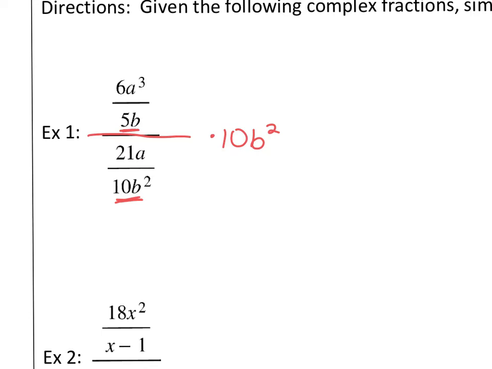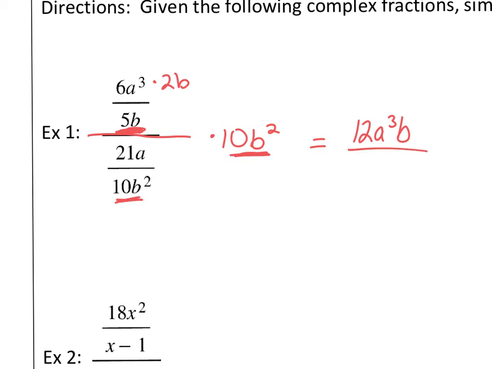Here is how this works. We must divide. So we need to do 10b squared divided by our first denominator. And what's going to be left? Well, 10 divided by 5 is just 2, and b squared divided by b is just b. So I'm now multiplying by 2b, just on the top. What is 6a to the third times 2b? 12a to the third b. Cool, that's my new numerator.